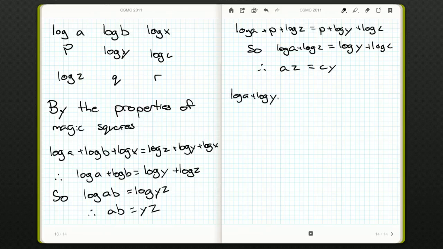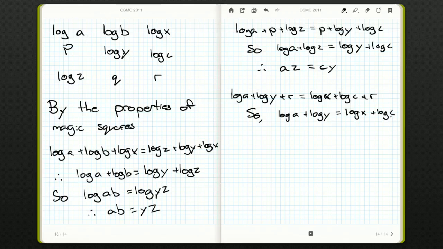So log A plus log Y plus R is the same as log X plus log C plus R. And the R's we can ignore. So log A plus log Y is the same as log X plus log C. But they're logarithms, so we can add them up, and it turns into log AY is equal to log XC. And from there, we can conclude, just as we did before, that AY is equal to CX.